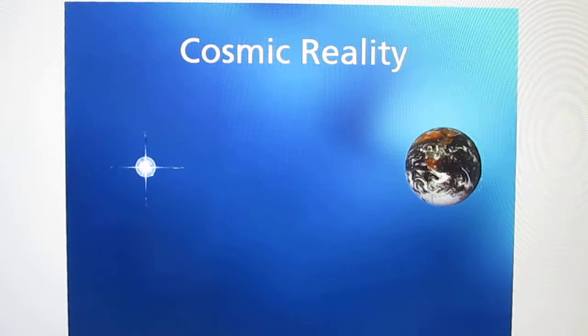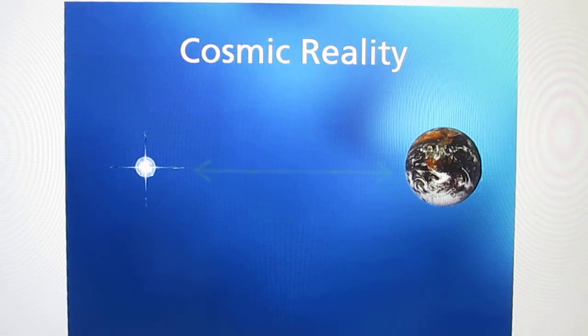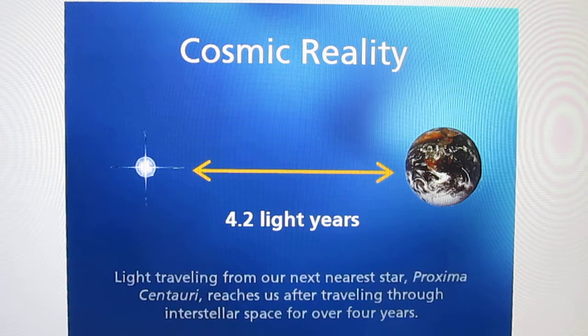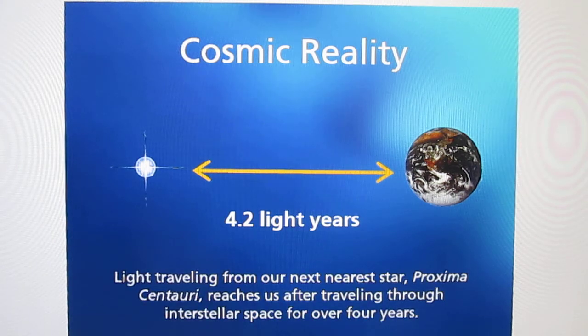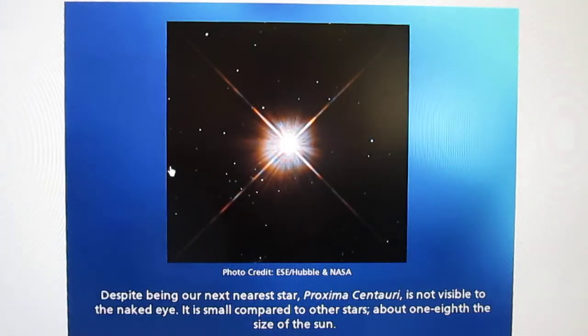The next nearest star to the Earth in the universe is at a distance of 4.2 light years. This star is called Proxima Centauri. The 4.2 light years means that traveling at 186,000 miles per second, it has taken light from that star over 4 years to reach us. Click on the star to see a picture of Proxima Centauri.